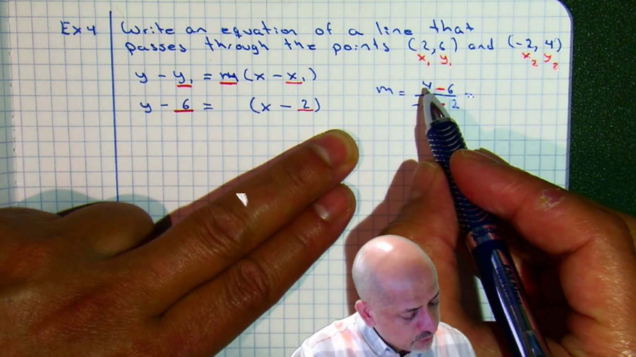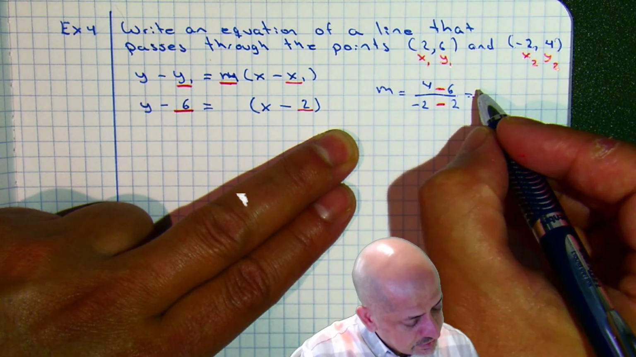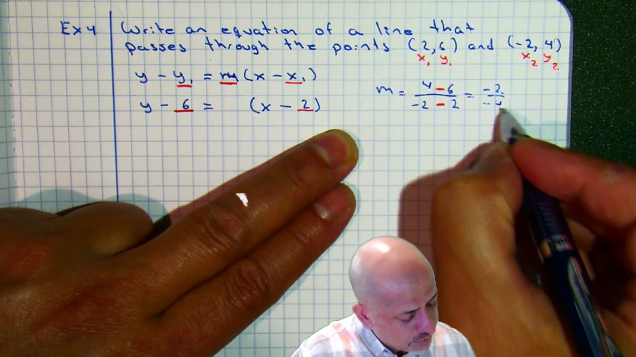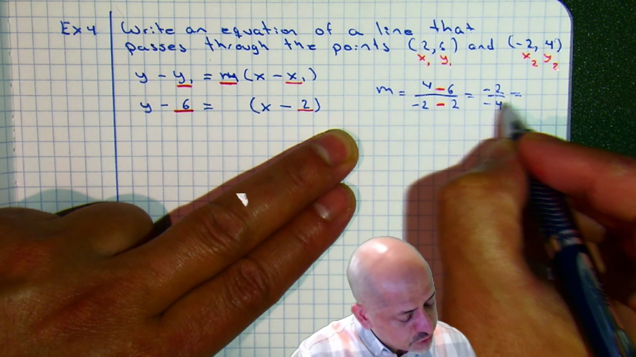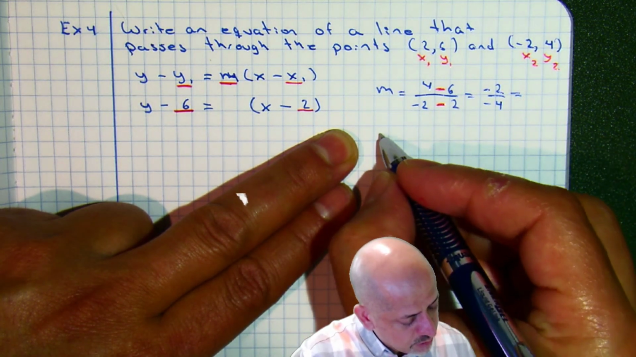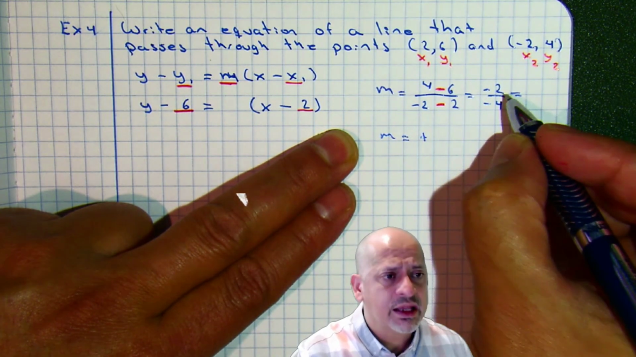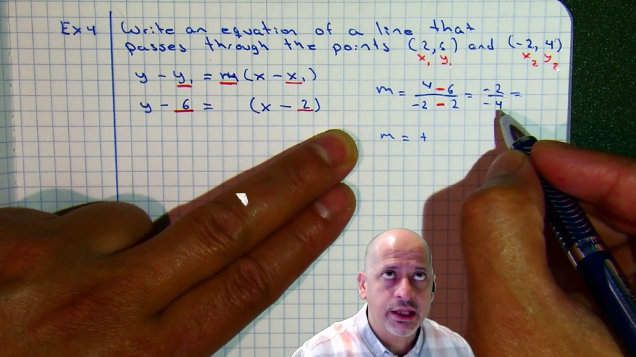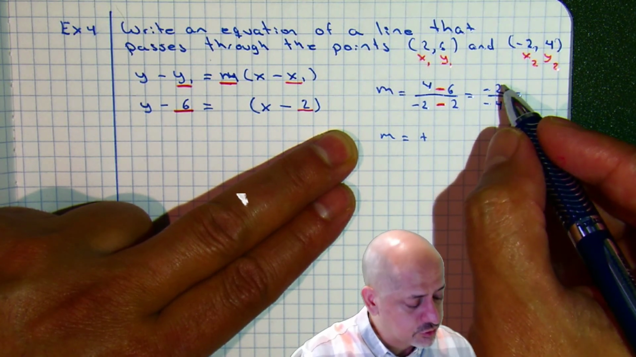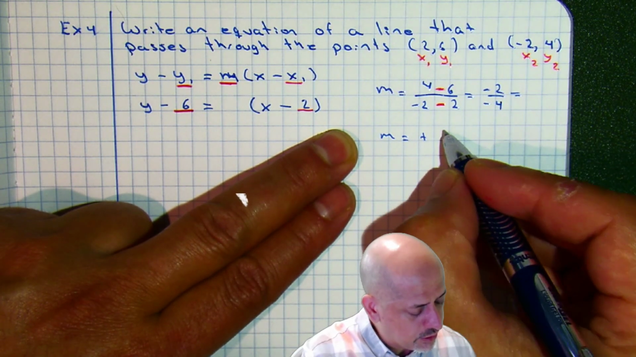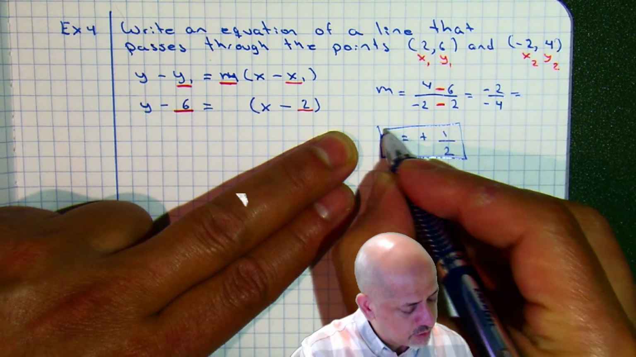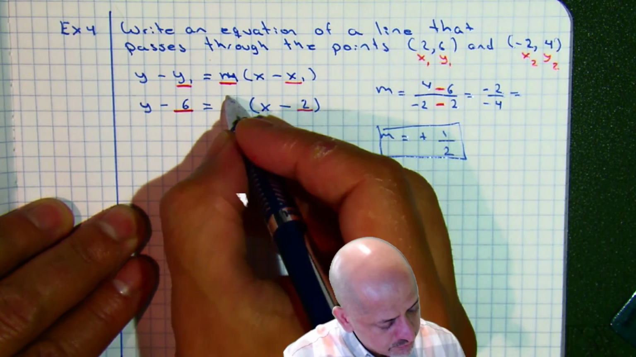That gives us 4 minus 6 is -2. -2 minus 2 is -4. Negative divided by negative is going to be positive. So therefore my slope will be positive. And I can reduce it, correct? What's 2 divided by 4? You can't divide it evenly, but you can reduce it by 2. Divided by 2 gives me 1, divided by 2 gives me 2. So therefore, that is my slope, which is 1/2.